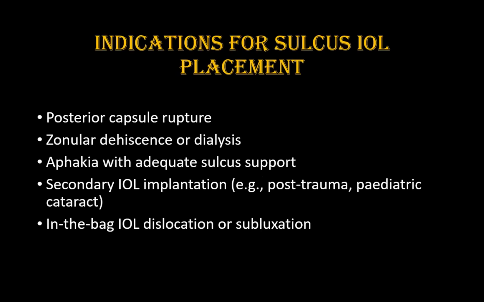The indications for a sulcus fixated IOL are posterior capsule rupture, zonular dialysis or dehiscence, and aphakia with adequate sulcus support, and secondary IOL implantation, like sometimes post-trauma where we are just doing corneal tear repair and lens matter aspiration and keeping the patient aphakic with good support. Pediatric cataract also, where we get cases with good 360-degree support. In that type of case, we can go for secondary IOL placement. And sometimes, as madam showed, there is some PCR or there is a dislocated three-piece IOL. In those cases you can bring that IOL into the sulcus.